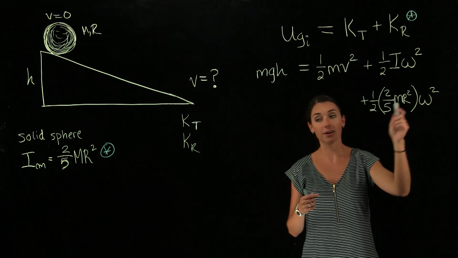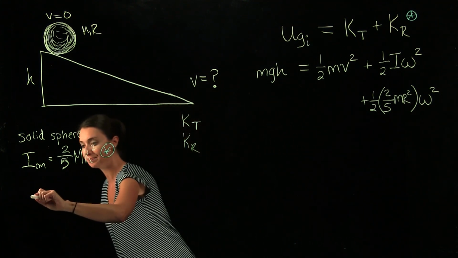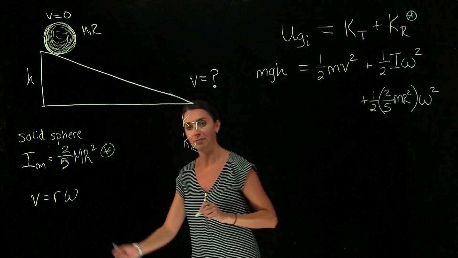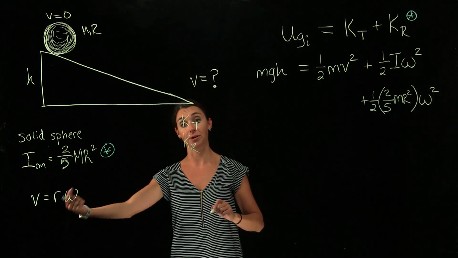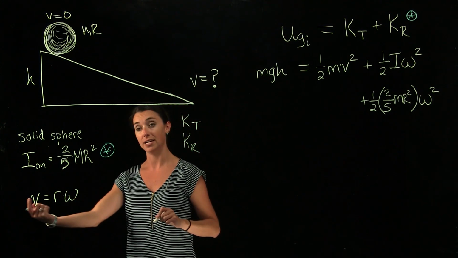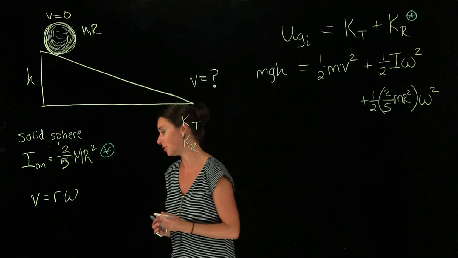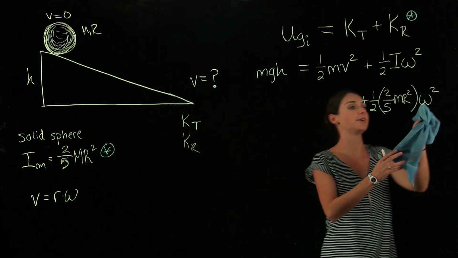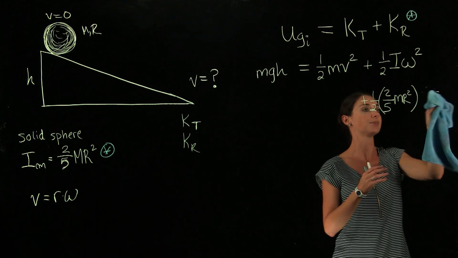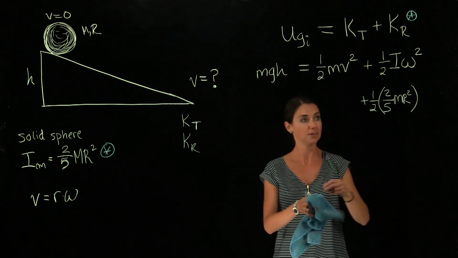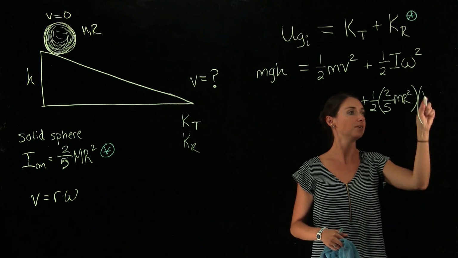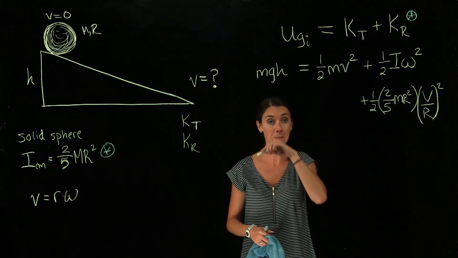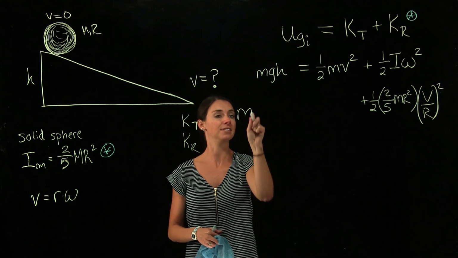So that's where, if we remember the connection between linear things and angular things, I know if I multiply omega by r, or angular speed by radius, then I get the translational speed, or linear speed. So I can substitute that in here. Instead of having omega squared, we can say v over r squared, right? And then I'll carry the rest of this stuff down.